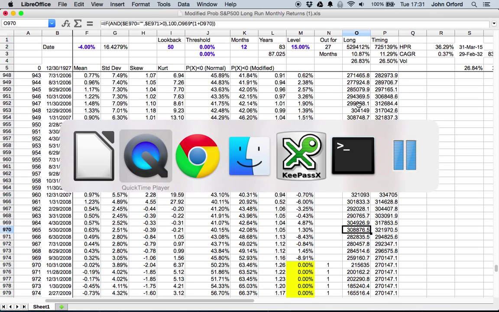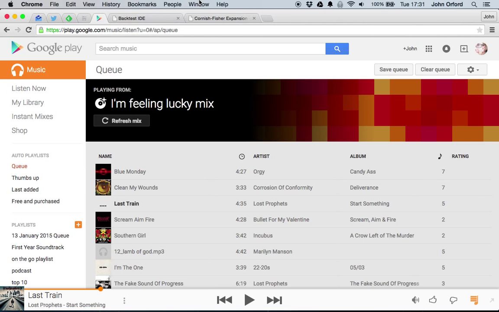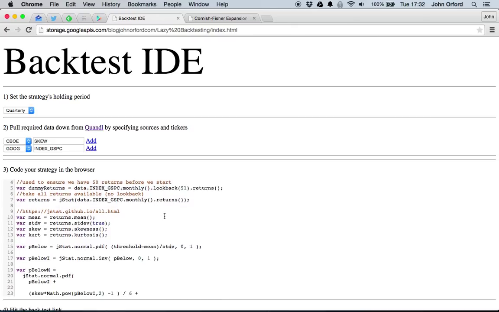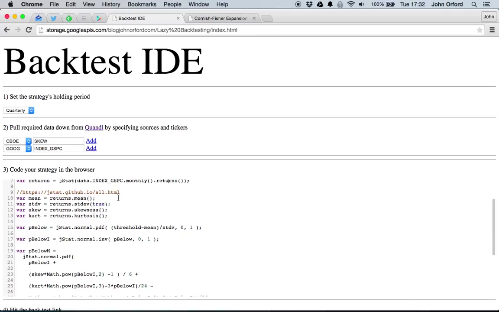So this is the spreadsheet, pretty complicated. Let's have a look at the code quickly, just to show you what the equivalent is. So here in the code, we set up the threshold, the level, dummy returns. As the comment says, I just added this in here. I don't actually use it, just to make sure that we have at least 51 prices to generate 51 returns. So this grabs all available returns, line 7. Then we calculate the mean, the sample standard deviation, skew, kurtosis, probability below.